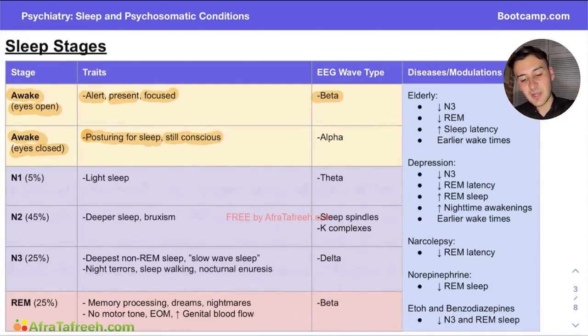And these EEG waves are going to be described as alpha waves. And these alpha waves, you do not need to be able to recognize on EEG, but you do need to be able to recognize the name.